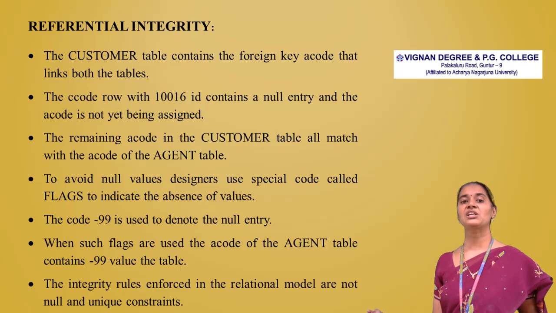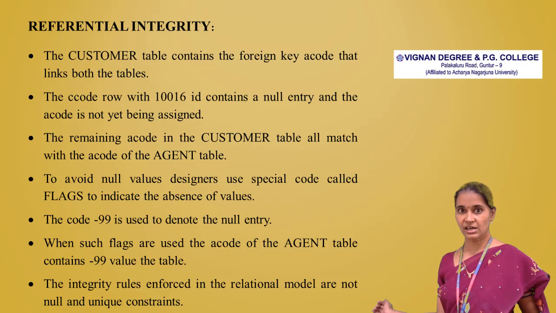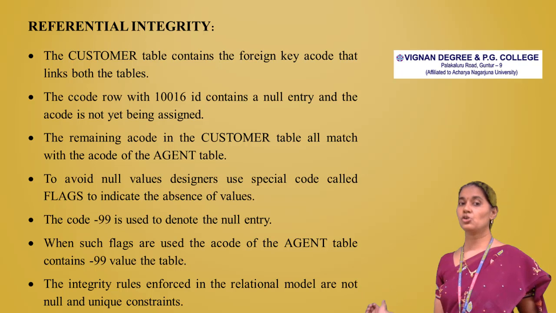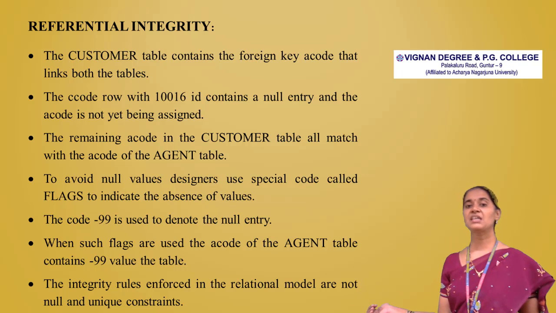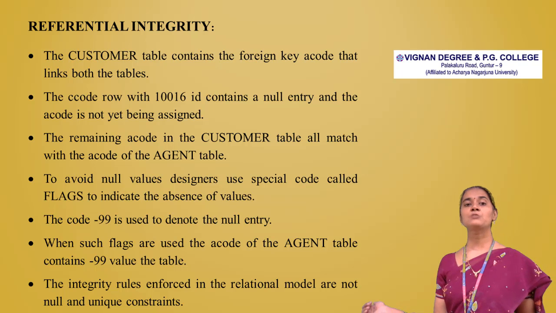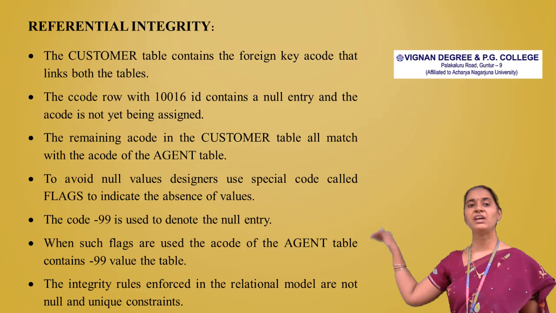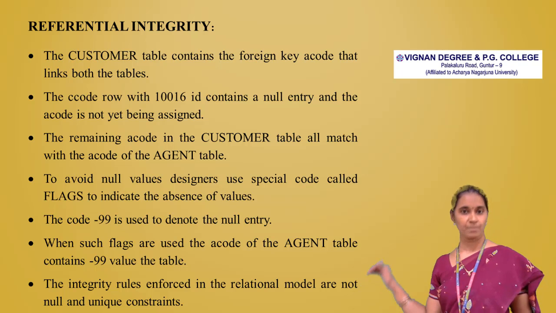So what is referential integrity? The customer table contains a foreign key, A code, that links both the tables. In the customer table, I have one foreign key, which is obtained from the agent table, and it is A code. This foreign key is used to establish a link between the customer and the agent tables.